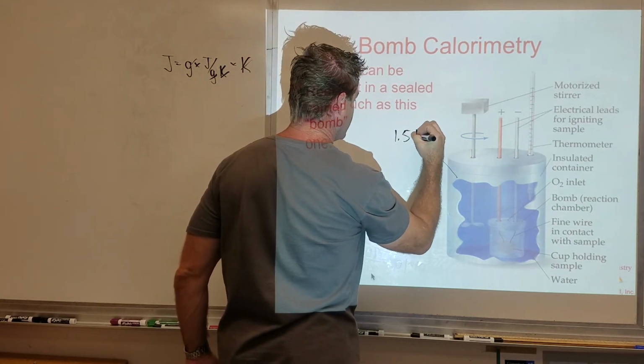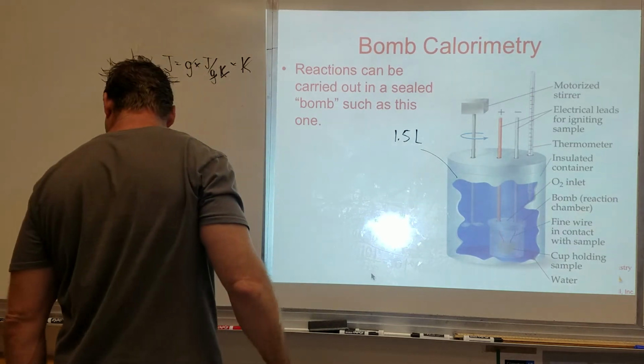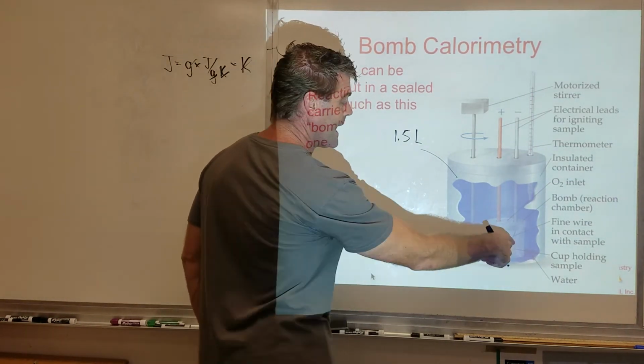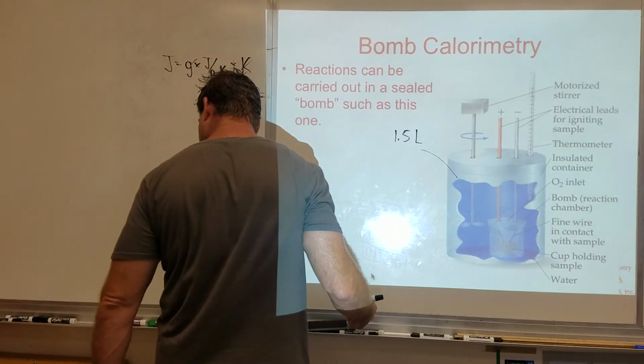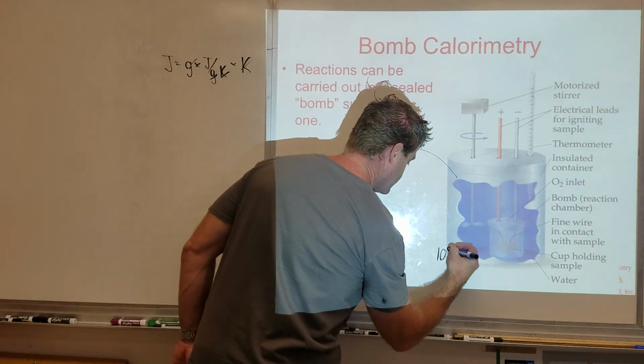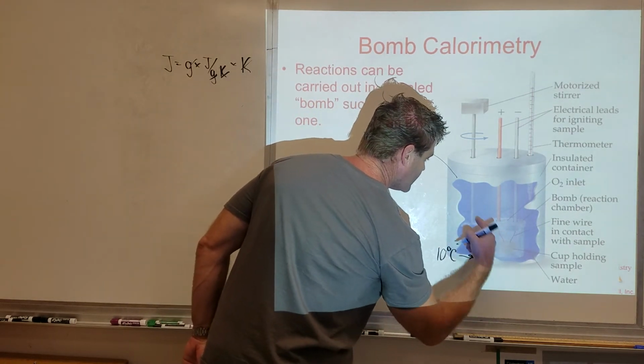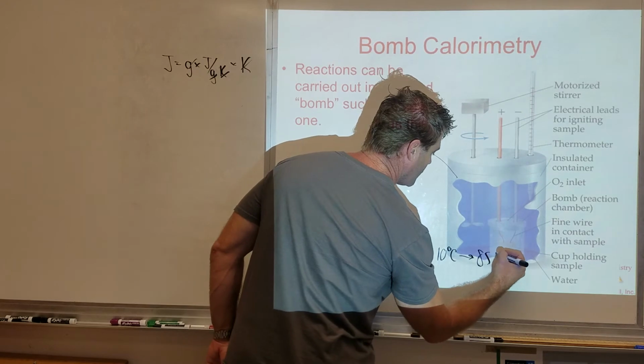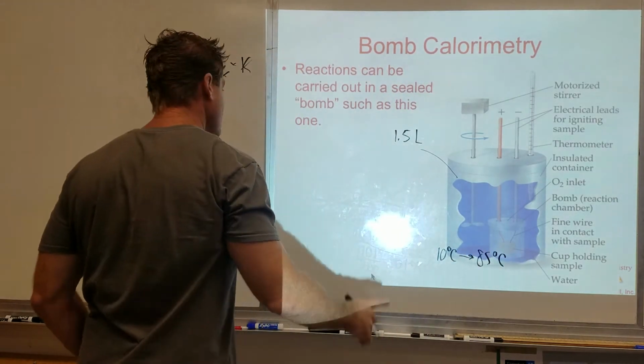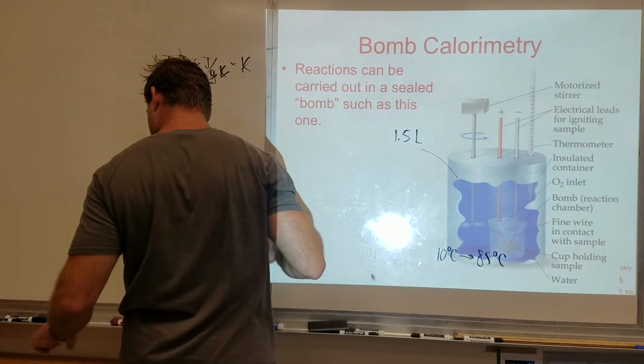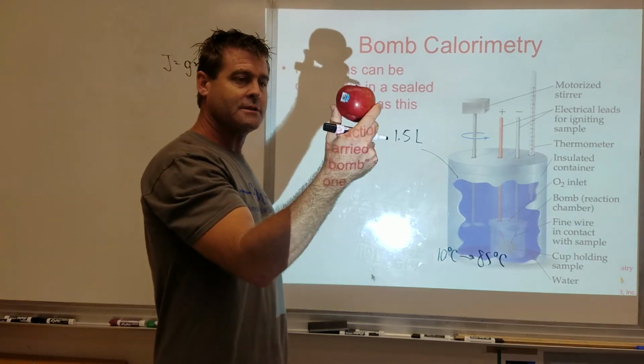But we're just going to go simple, and we're going to say in our calorimeter we have 1.5 liters of water. When we put our apple in there and blew it up, the water was originally 10 degrees Celsius, and then the temperature, with a thermometer in there, rose up to 85 degrees Celsius. So the question is, we want to know what is the potential energy of this apple?